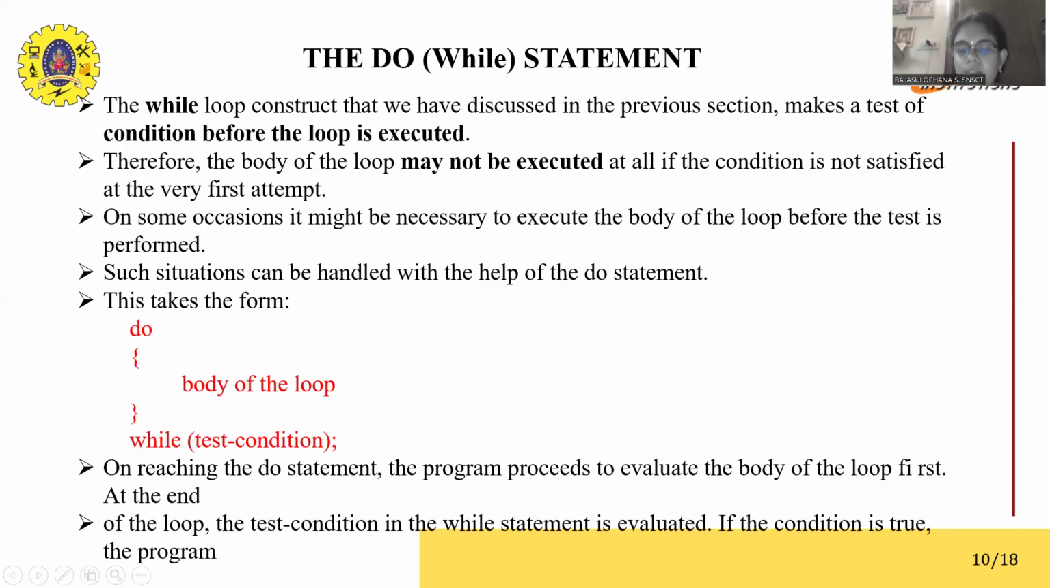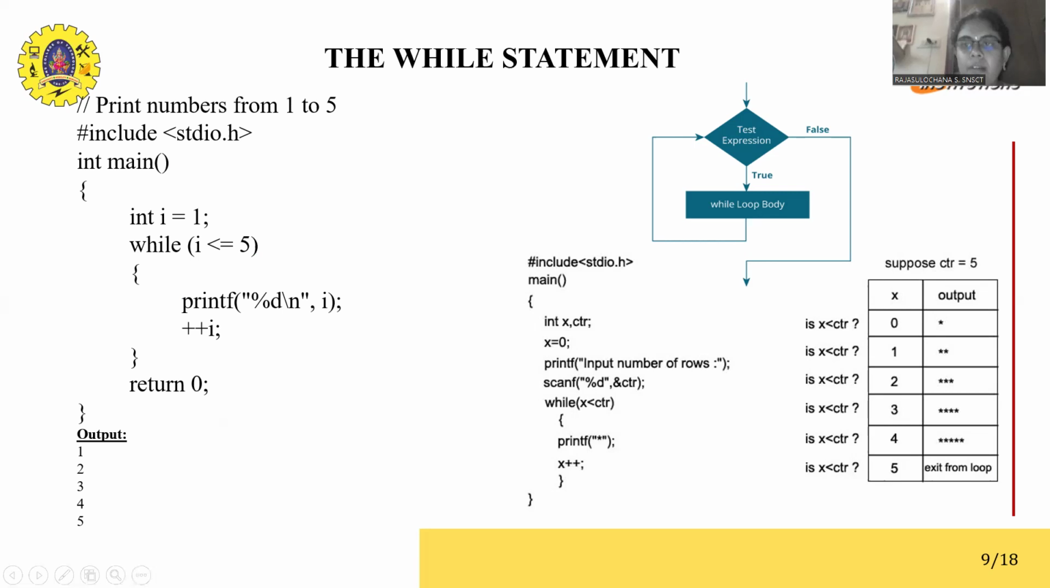Hope you understood the execution of the while statement with an example. Two examples are explained. One is to print the values from 1 to 5. The other one is to print the sequence of stars: 1 star, 2 stars, 3 stars, 4 stars, 5 stars, like that. So these two programs are well explained with the help of the while statement. Let me give a quick recap. The while statement is an entry control loop. Only if the condition given inside the while statement is satisfied, the body of the loop will be executed. If it is not satisfied, the body of the loop will not be executed.